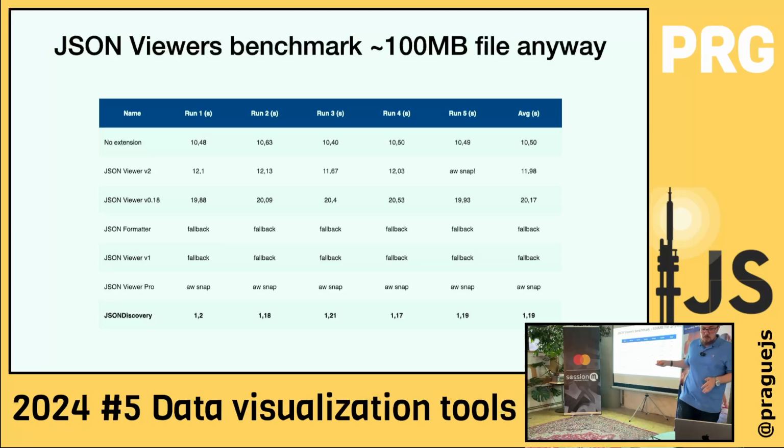Okay, anyway, the benchmarks. Here we can see that without extensions, in some cases the browser will not break and it will even load this. So it depends on the environment, sometimes some RAM shortage. But the fastest is JSONViewer, that's basically JSONViewer v2. We have 12 seconds and 10 times faster JSON discovery.